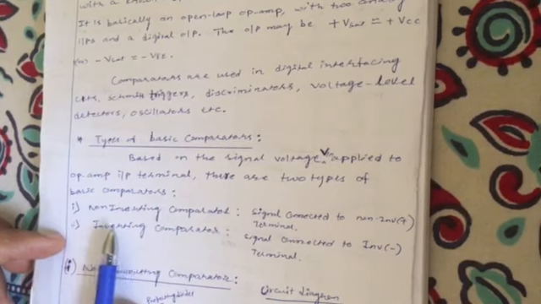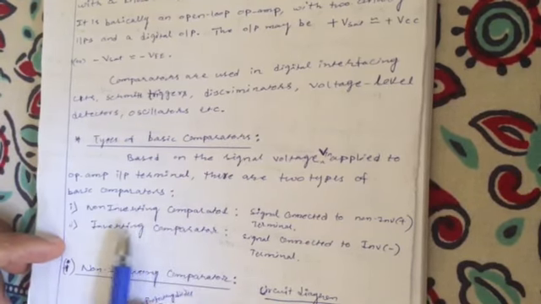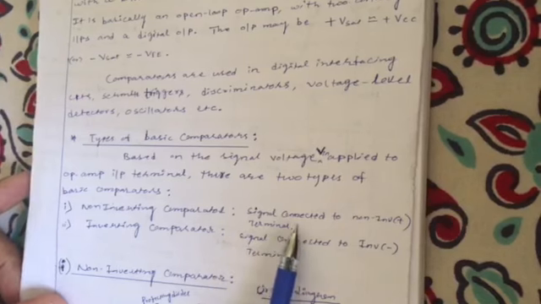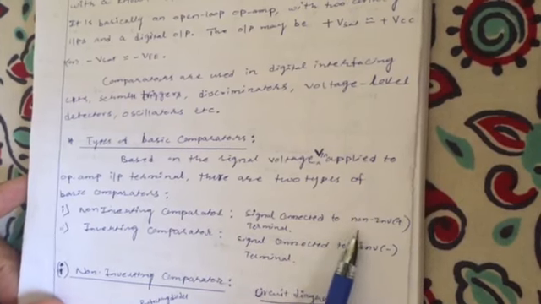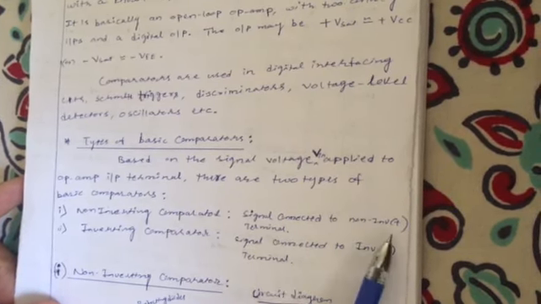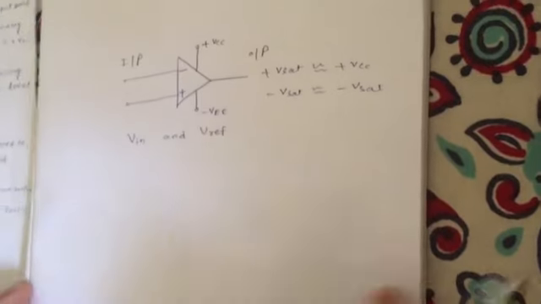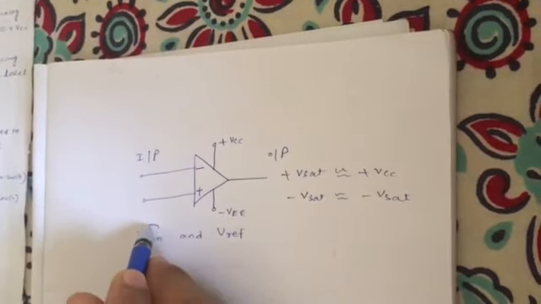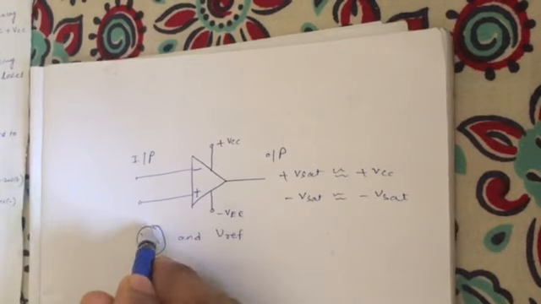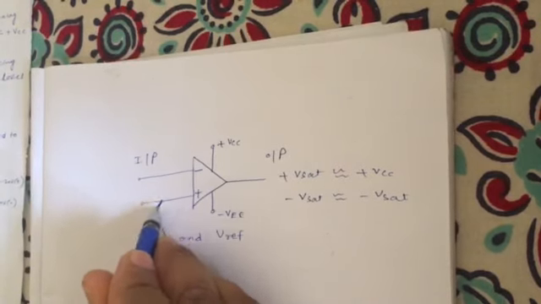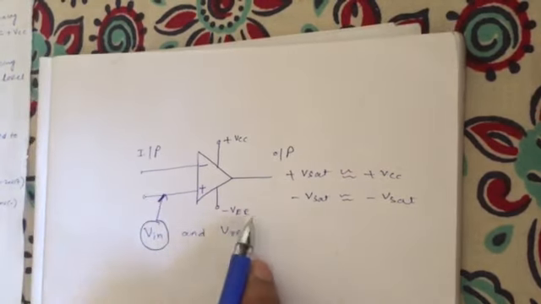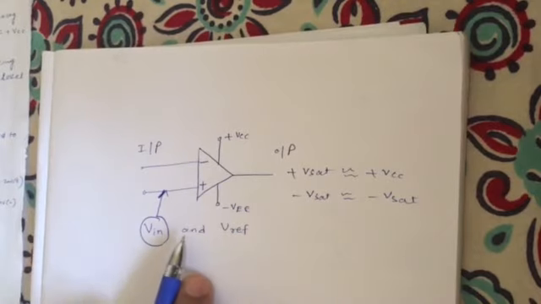First one is the non-inverting comparator. In a non-inverting comparator, the signal is connected to the non-inverting input terminal of the op-amp. I mean to say, when you take the input Vin and connect it to the non-inverting terminal like this, that kind of op-amp comparator is called a non-inverting comparator.